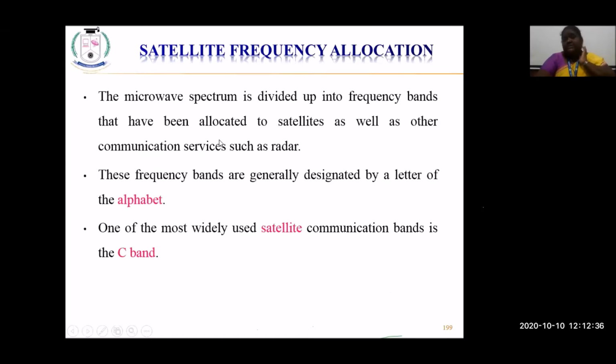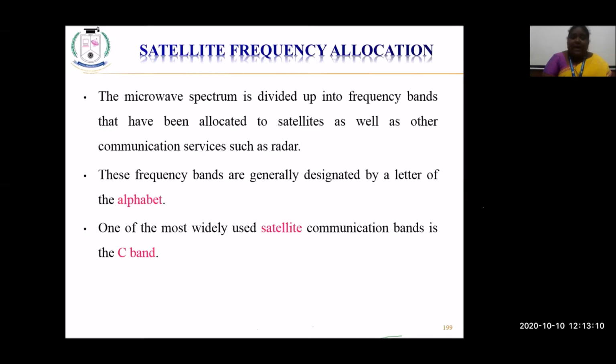This microwave spectrum is divided into frequency bands that have been allocated to different satellites, as well as to other services such as radars. These frequency bands are designated with representations: some alphabet letter is allocated for a particular frequency range of signals, and normally they are called by that name.